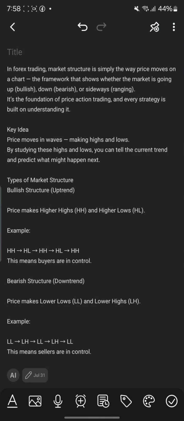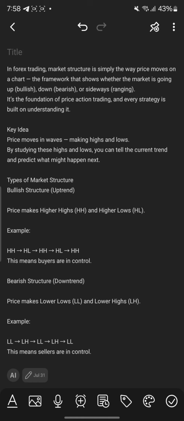In forex trading, market structure is simply the way price moves on a chart, the framework that shows whether the market is going up, which is known as the bullish market, or down, which is known as the bearish market, or sideways, which is known as the ranging market. It is the foundation of price action trading, and every strategy is built on understanding it.